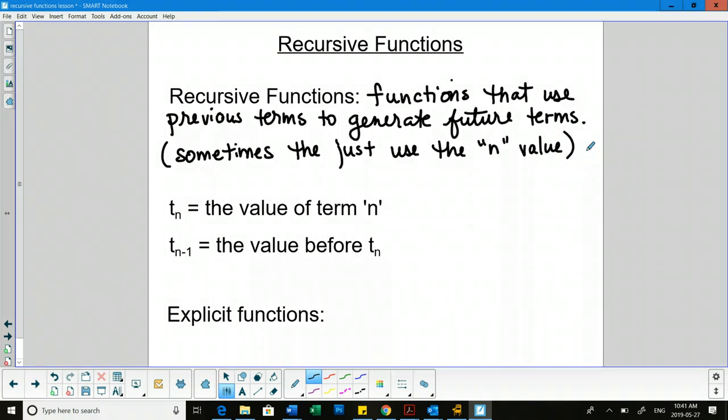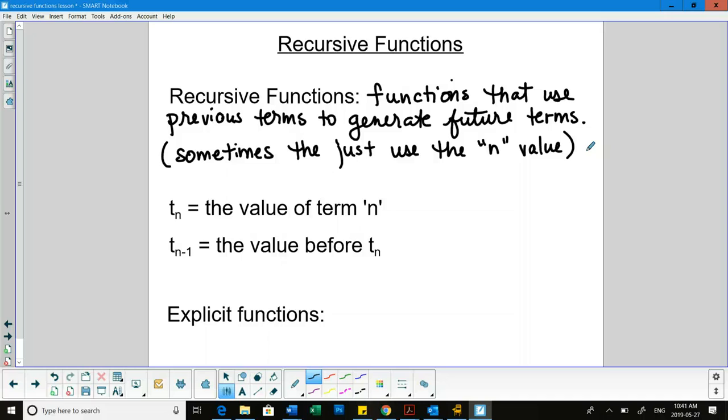So a lot of times with recursive functions, if I'm trying to find term 20, I need to know term 19 in order to do that in my equation. If it just depends on the n value, then of course, if I'm trying to find term 20, I can just plug in 20 for n. So sometimes you don't need that. But for most of our recursive functions, we need to know the exact previous term in order to get that next term.